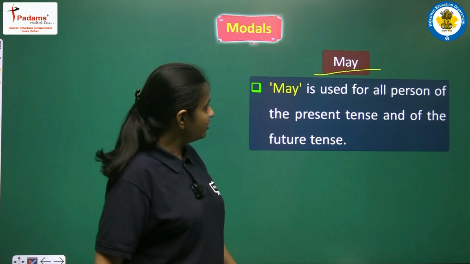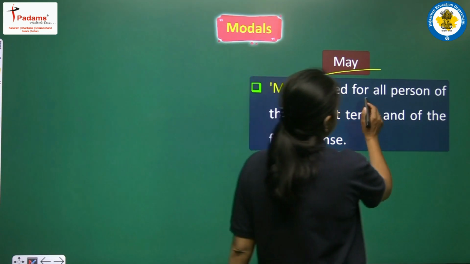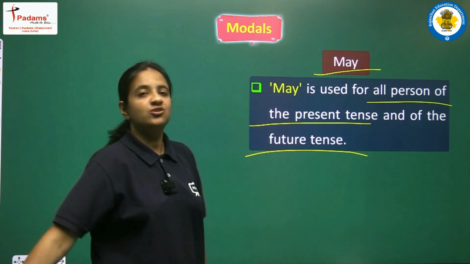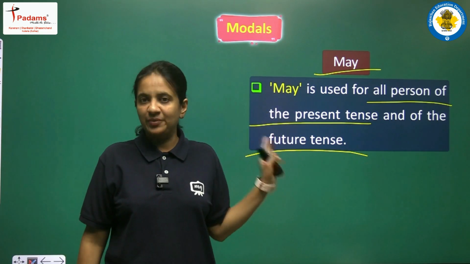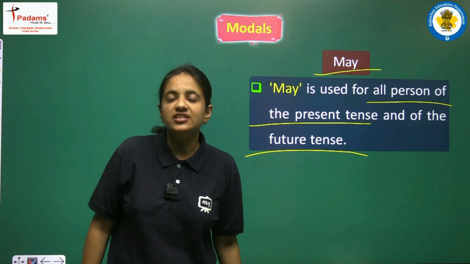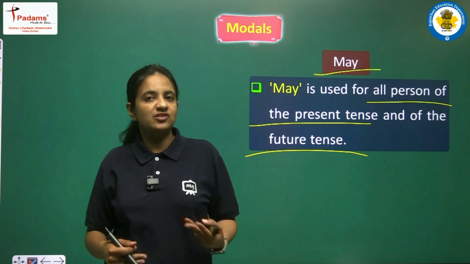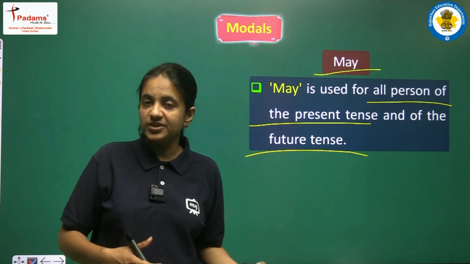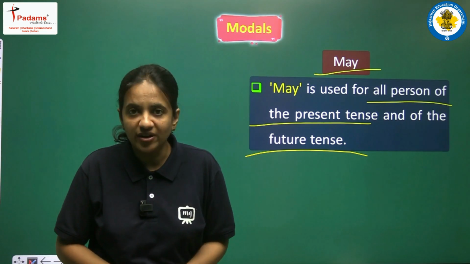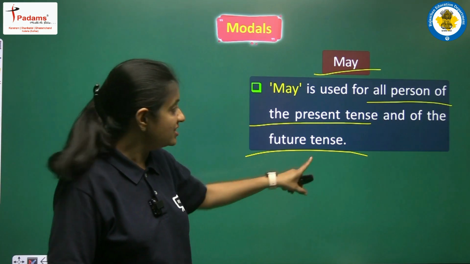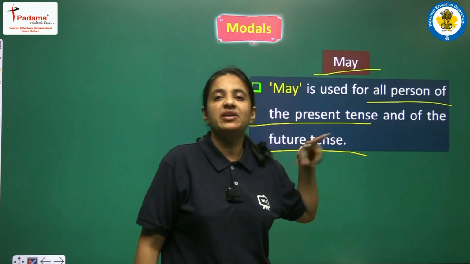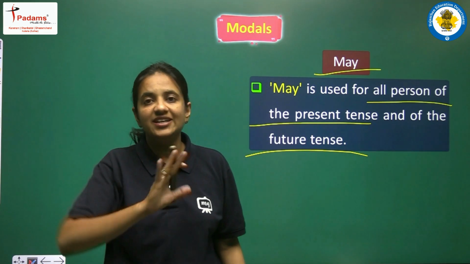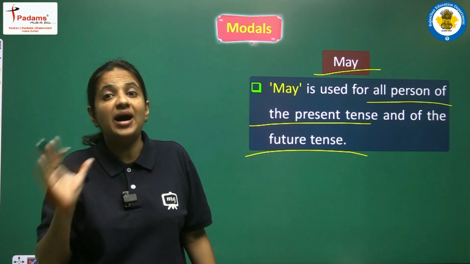We are having that may is used for all persons of the present tense and of the future tense. So the first thing about may is that this modal is used for all persons. It means for all the nouns, for all the pronouns, first person, second person and third person, we can use this modal, that is may, but it is used in the present tense, or we can say in the future tense. Okay, so yes, it is not at all used in the past tense.